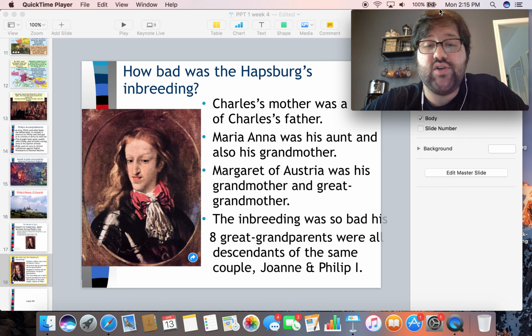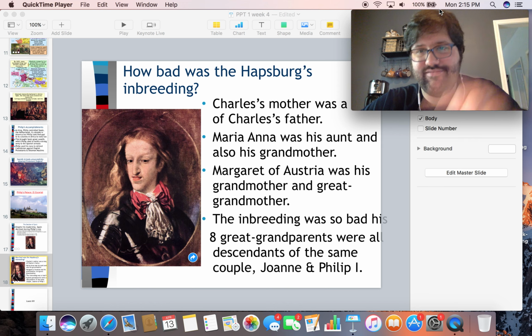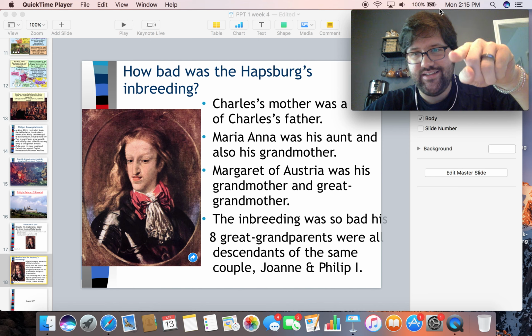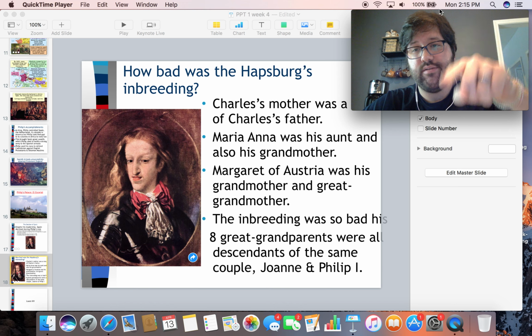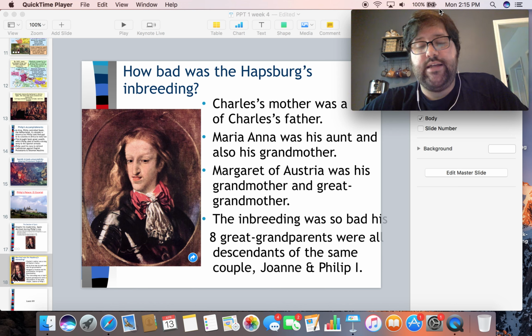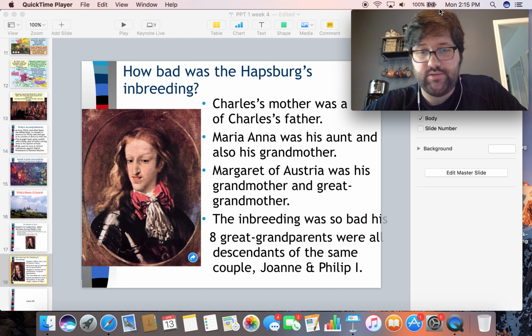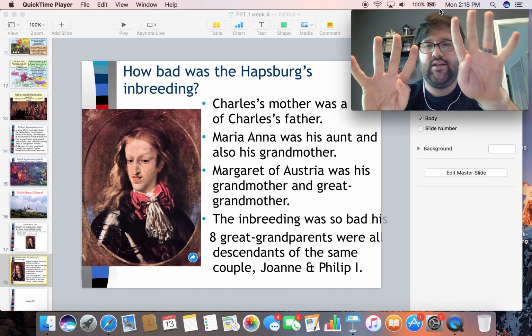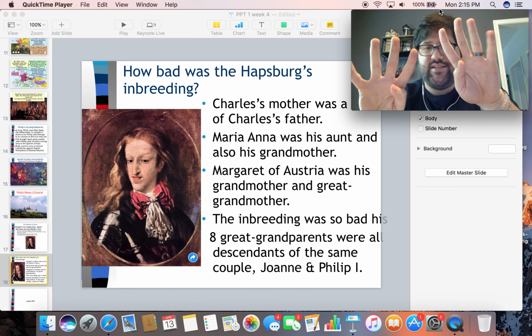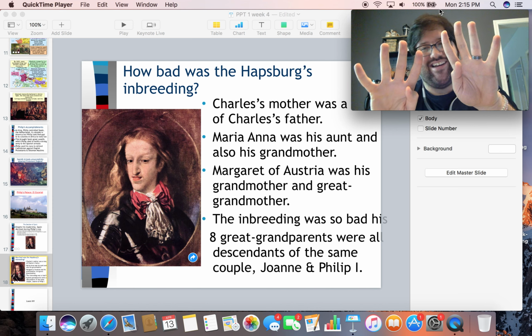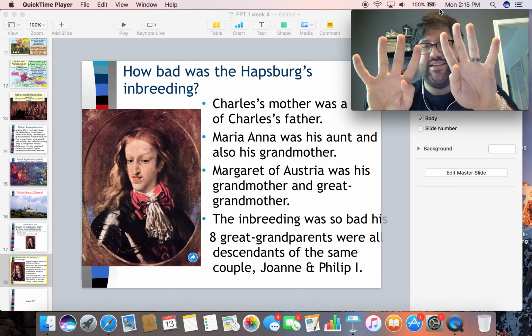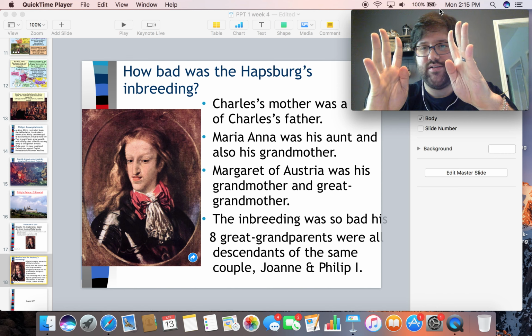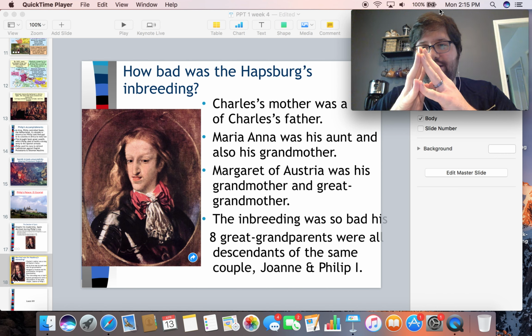Margaret of Austria was his grandmother and his great-grandmother. So great-grandmother and grandmother again, marrying one of her own children. Then the inbreeding was so bad that his 8 great-grandparents were all descendants of the same couple, Joanne and Philip I. You imagine this couple, how lucky were they? Not really, but in their minds, for the way they did things here in Spain, they had 8 kids, just so happened to have 4 sons and 4 daughters. And to them, it's, hey, everybody's got someone to marry now.